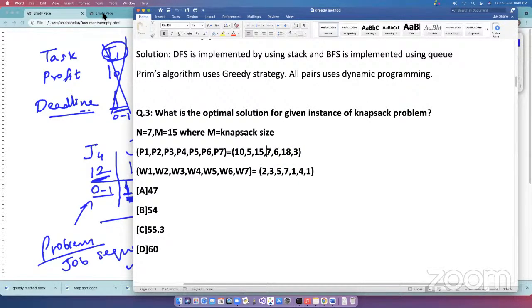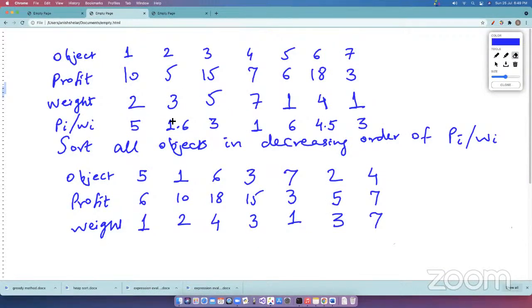So I have kept myself ready. I have written the same data which has been given in the paper. See, we have 7 objects, 1 to 7. These are the profits of each of these objects. And these are the weights, like weights are 2, 3, 5, 7, 1, 4, 1, and so on. Oh, I'm so sorry. Give me some time. This is the data given to us. Just check this. For every object we have been given profit and weight.